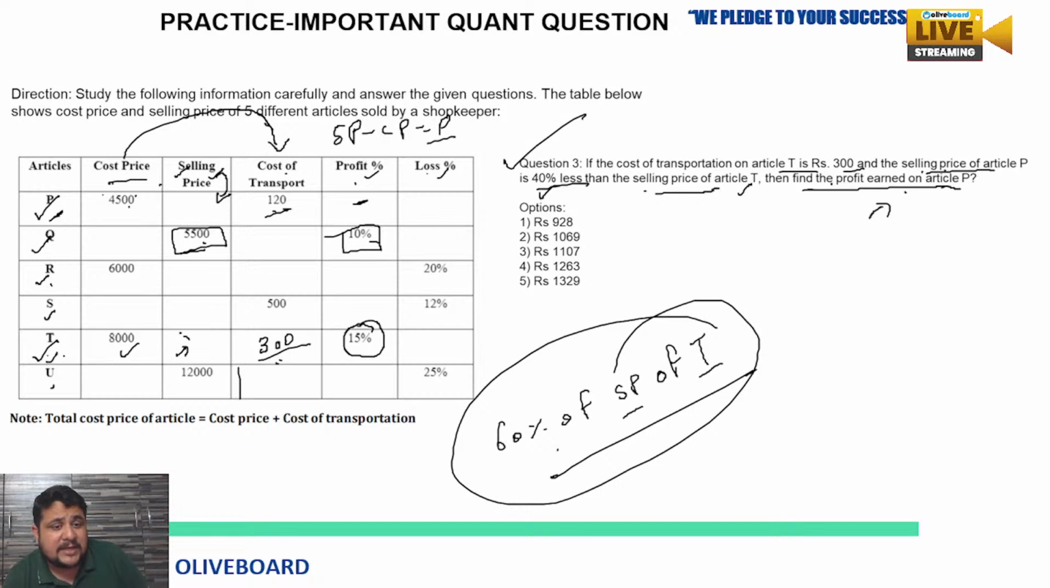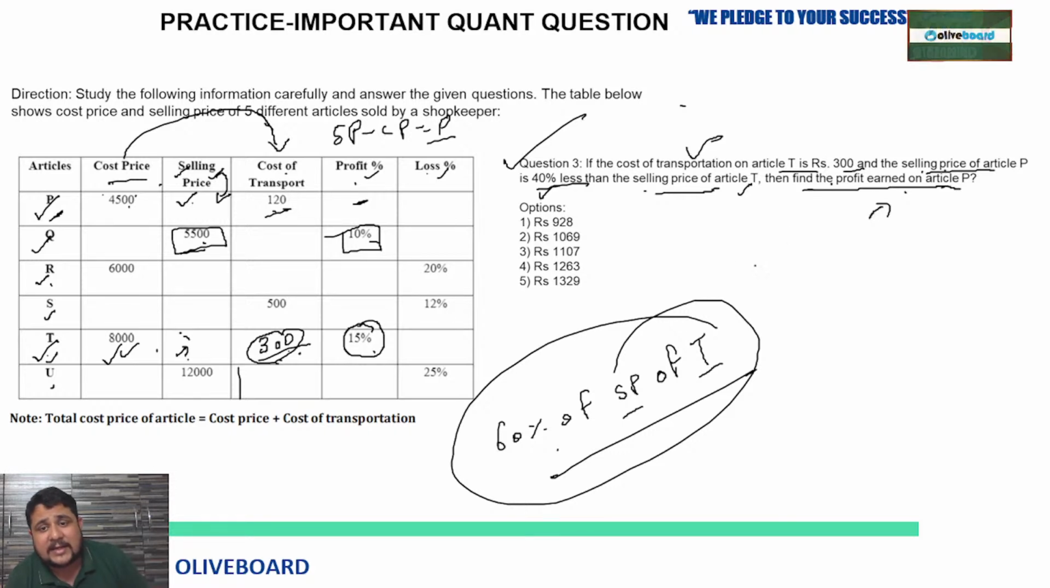So first of all, we need to get the value of article T's selling price. If we know that, then we can easily calculate the selling price of article P. And after that, selling price minus total cost price will give you the profit. Okay, so how can you calculate that? You know 8,000 is the cost price. The cost of transport, as given in the first statement of this question, is 300. So now we know the total cost price and we know the profit percent. We can easily calculate the selling price now.